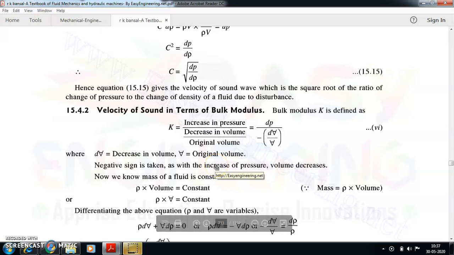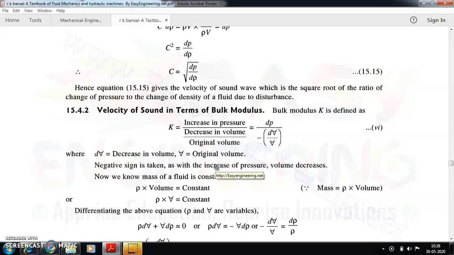Hello students, in the previous video we have seen the derivation to find the expression for the velocity of a sound wave or the pressure wave, which was obtained as C is equal to root of change in pressure divided by change in density. That was one of the important derivations that we have seen.